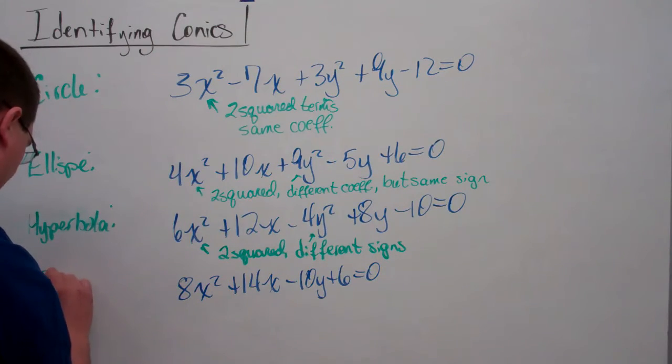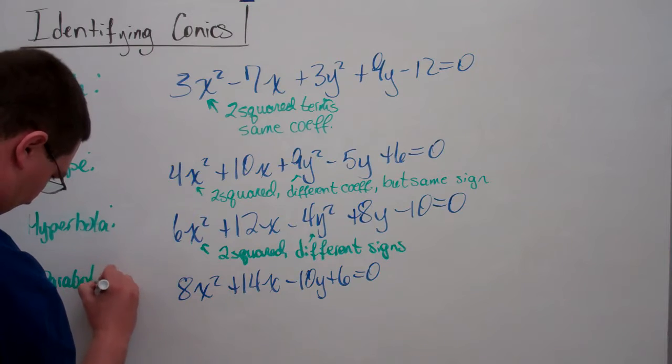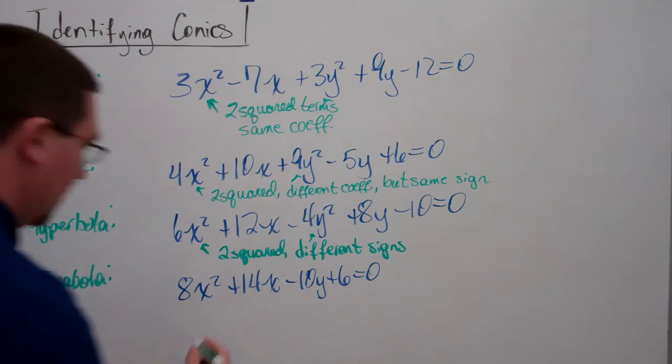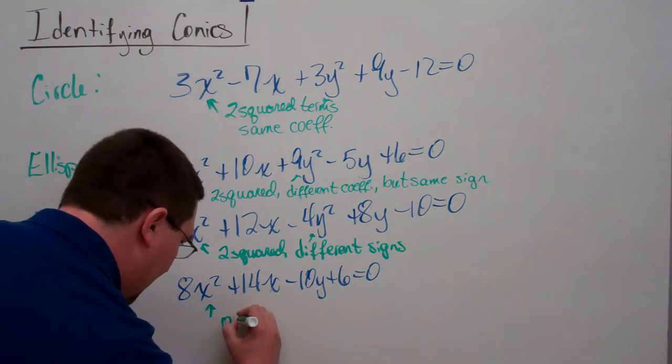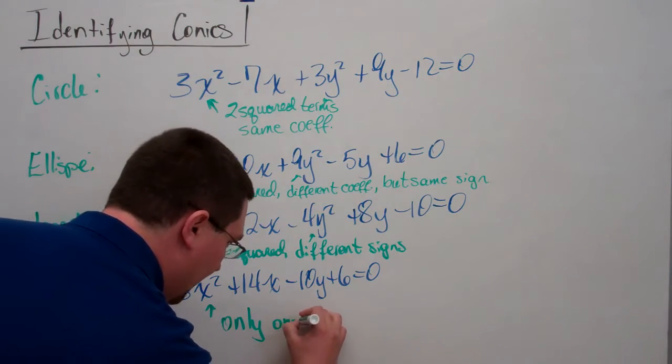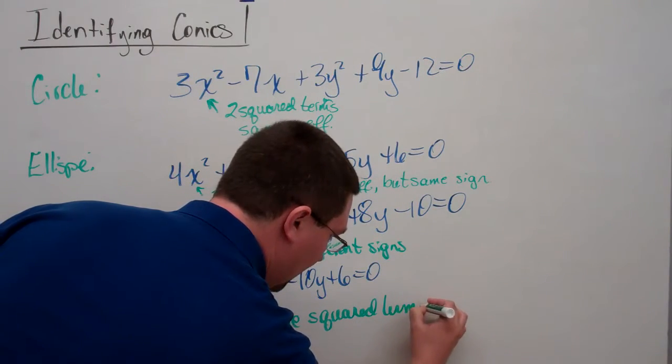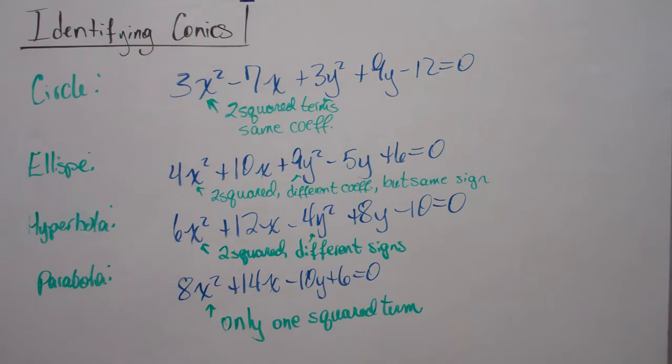Now the last one here is a parabola. A parabola is easy, just look at it. What's different about it from the previous three? Hopefully you said only one squared term. So when they're in non-standard form, that's what you want to look for. Look for how many squared terms you have. If you only have one, it's a parabola. Doesn't matter what the rest of it is.